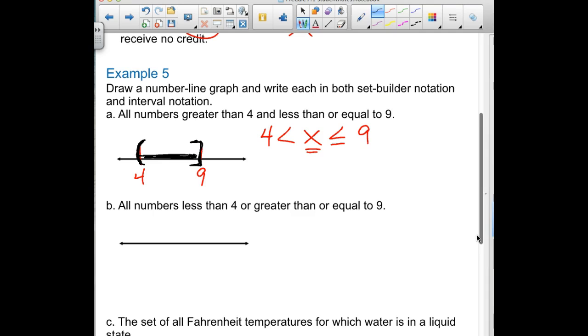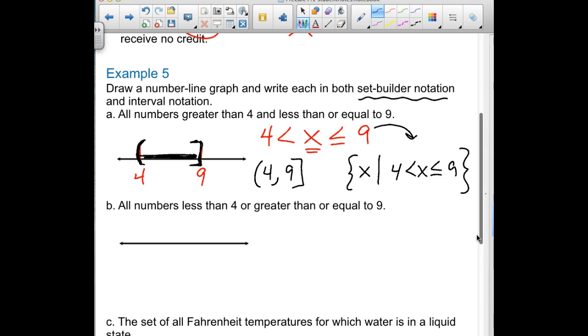All right, with interval notation, we just use the same brackets we put on the graph. So rounded at 4 and squared off at 9. Now, set builder notation. That was the one that I said earlier was probably new to you. We would say we want the set of numbers x such that, and then we bring that statement down. 4 is less than x, and x is less than or equal to 9. Okay, so this is called set builder. This is interval.